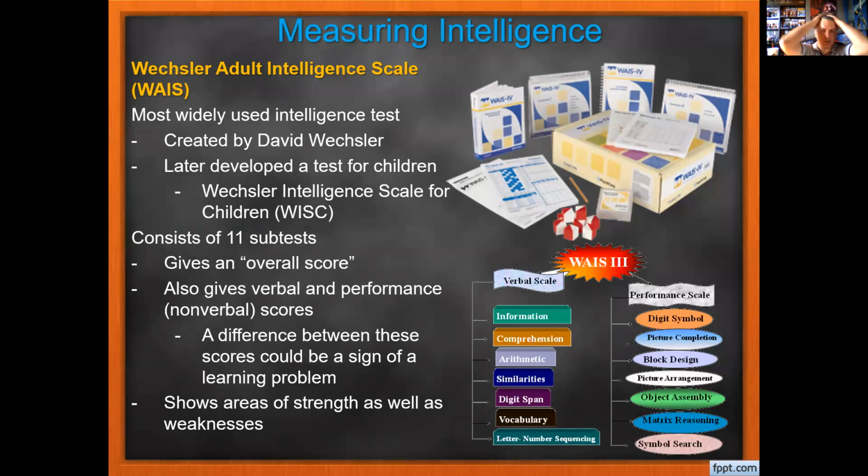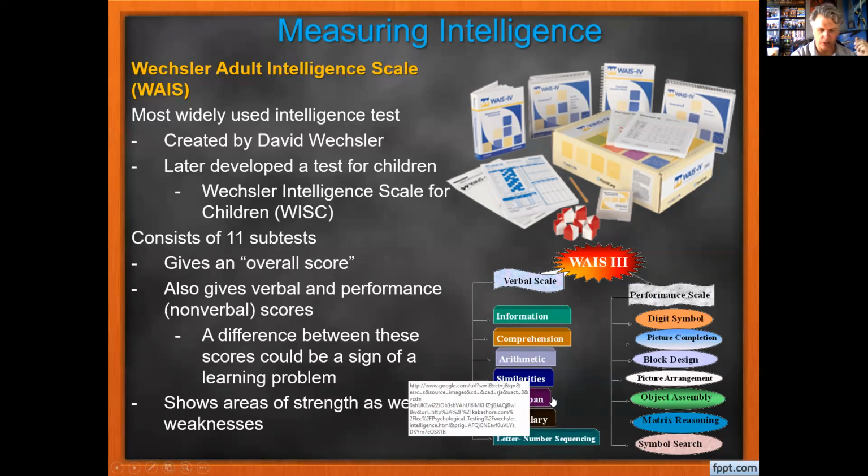Now, when it comes to an IQ test, the most common IQ test used today is what's called the Wechsler Adult Intelligence Scale, the WAIS, created by David Wechsler. Originally, there's also one for children as well, the WISC. It consists of 11 subtests, and then it gives you an overall score. It gives you a verbal score and a performance score, which is nonverbal. A difference between any scores here could show a learning problem. For example, if your letter-number sequencing is significantly different from your comprehension, it could show a bit of a learning disability. It shows areas of strengths as well as areas of weaknesses.